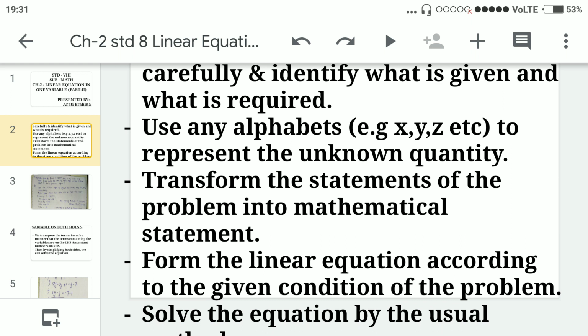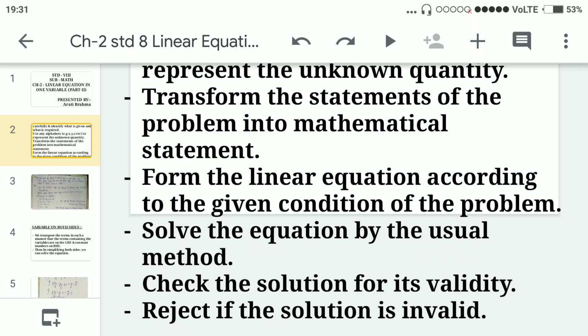Because in the previous examples an equation was already given to you and you had to simply solve it, but now a word problem is given to you. So first of all you have to convert that word problem into a mathematical statement, then only you are allowed to solve it. Then form the linear equation according to the given condition of the problem. As per the question required, according to that only you have to form the mathematical statement, then it will be easy to solve and definitely correct.